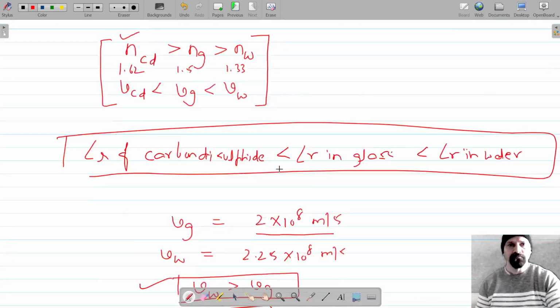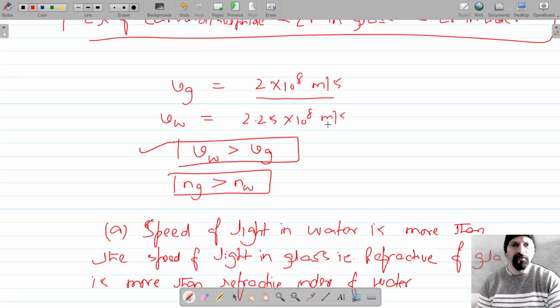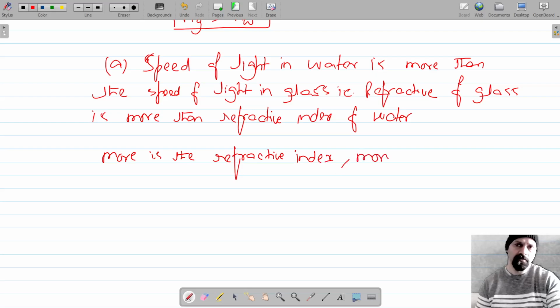Now, for the next question, which of the two is optically denser? We can say that glass is optically denser. The more the refractive index, the more optically denser the medium.